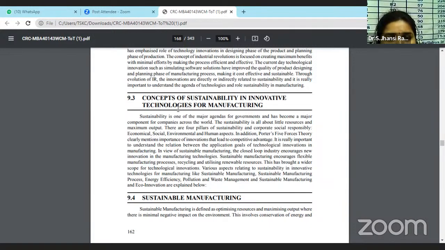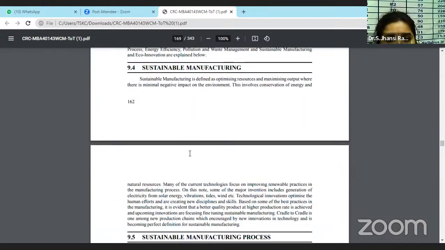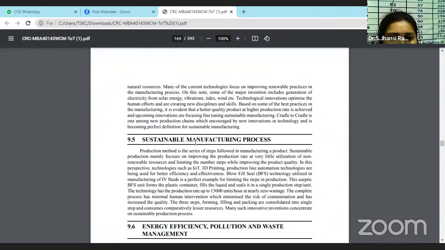sustainable manufacturing process, energy efficiency, pollution and waste management, sustainable manufacturing, and eco-innovation are explained. And apart from this, in the sustainable manufacturing process, we have IoT, 3D printing, production line automation, and even IV fluids manufacturing. All of this is looking after sustainability rather than the temporary or present situation. Whatever innovations have been taking place in the manufacturing process are all looking for sustainability. We should sustain for a longer period and should not affect the environment.